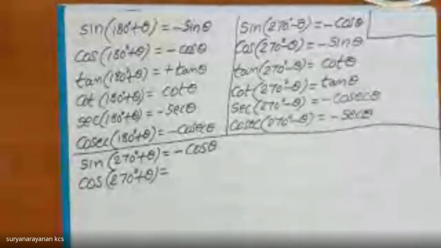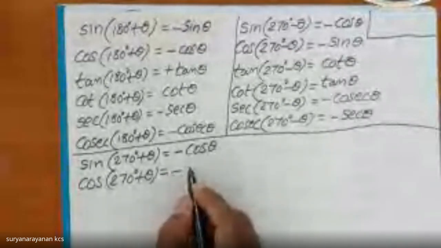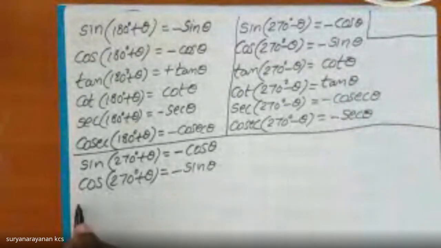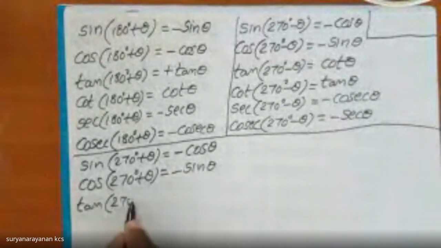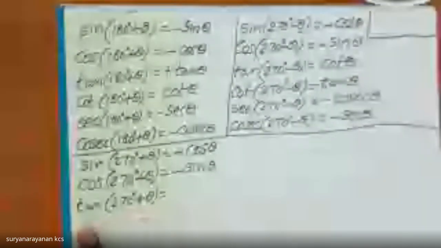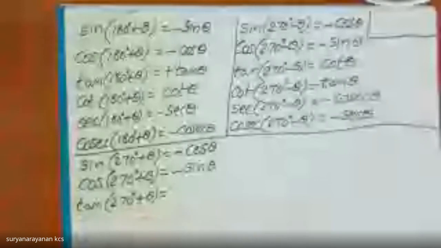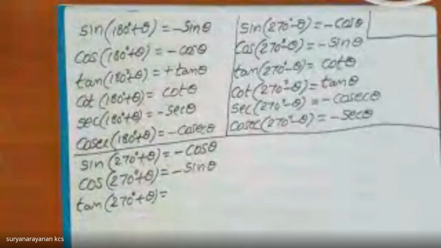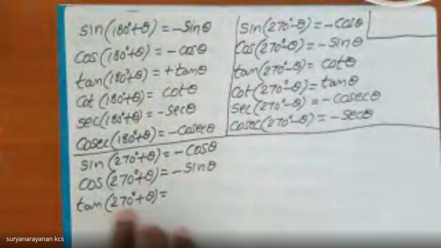Very good, Catherine. Very good, Amma. Minus sin theta. Very good, my dear Catherine. Tan 270 degrees plus theta. Tell me the value of tan 270 degrees plus theta.